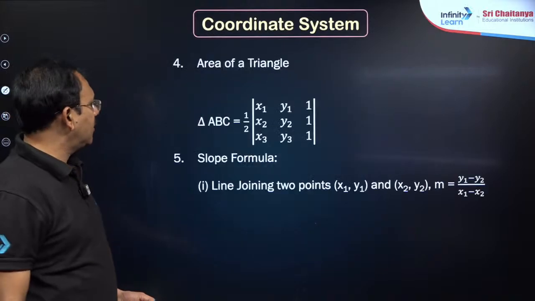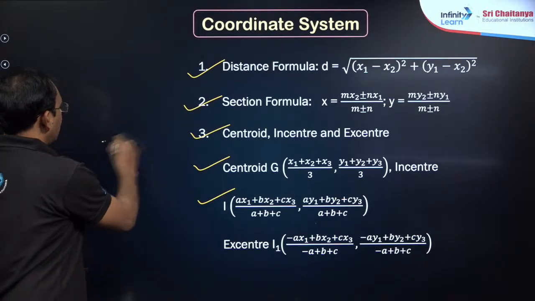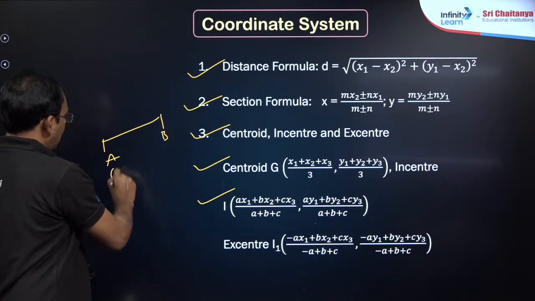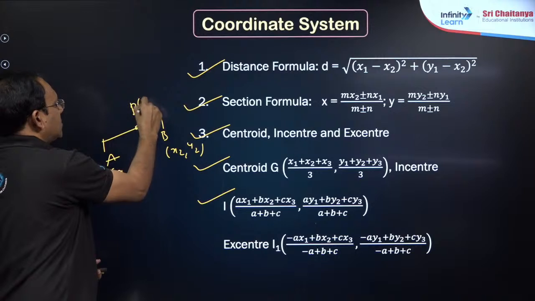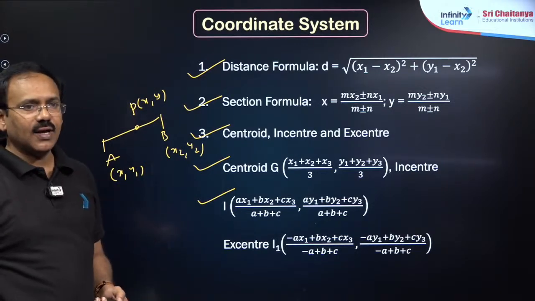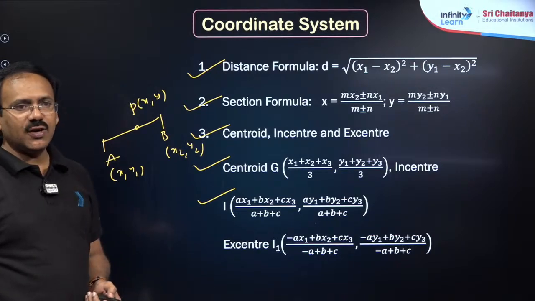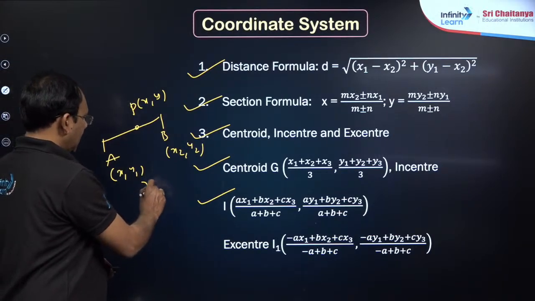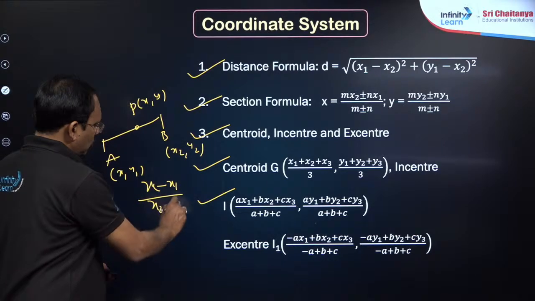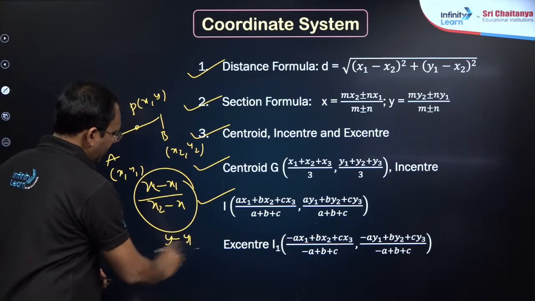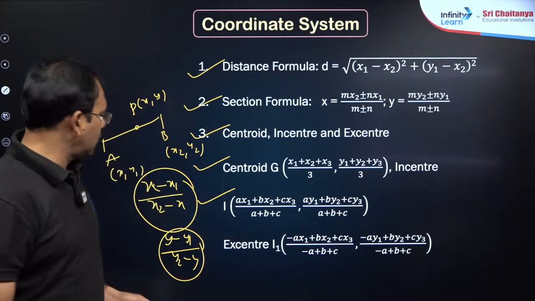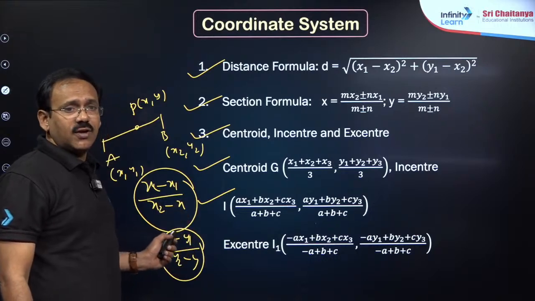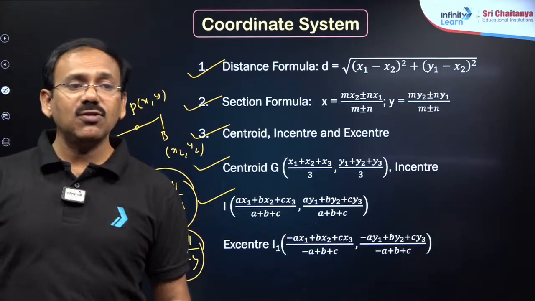And most importantly, dear students, I'd like to say this formula. Suppose A (x1, y1) and B (x2, y2) are given. What is the ratio in which the point P (x, y) divides AB? It is (x minus x1) by (x2 minus x) or (y minus y1) by (y2 minus y), my dear friends. Either this or that will work. If this ratio is positive, the division is internal; if negative, the division is external.